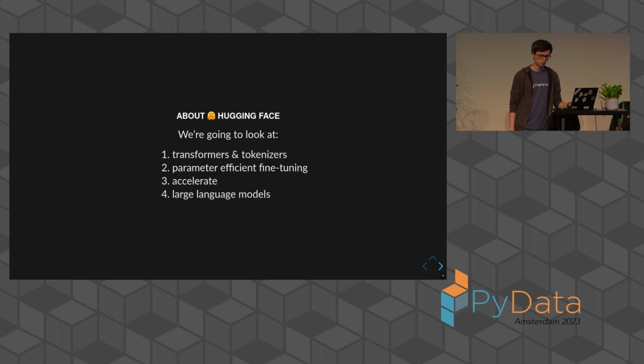So today we're going to focus on those parts, so transformers and tokenizers, which is probably the biggest one. We will look at parameter-efficient fine-tuning, which is something that has emerged in the last few months as something really important with big models. We will look at accelerate, which will help us train our models faster. And then we will have a section on large language models. And by the way, the slides are all online. I'll post the link later, so you don't have to take any notes or photos.